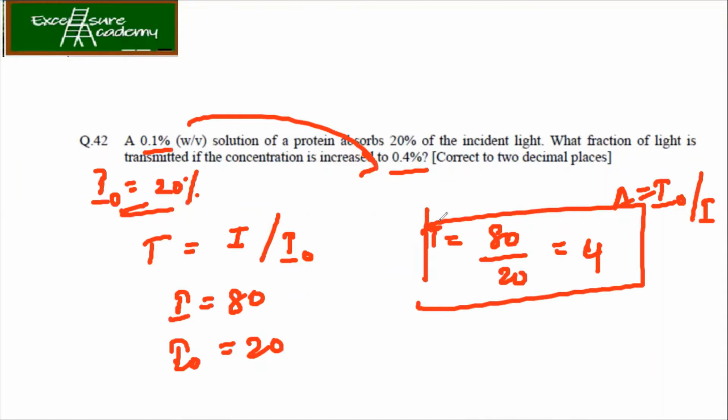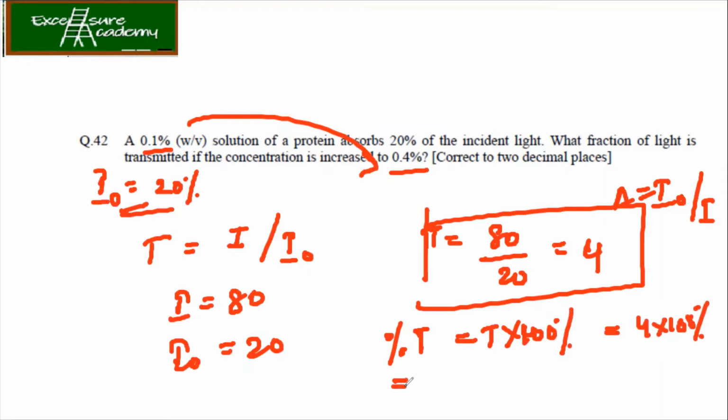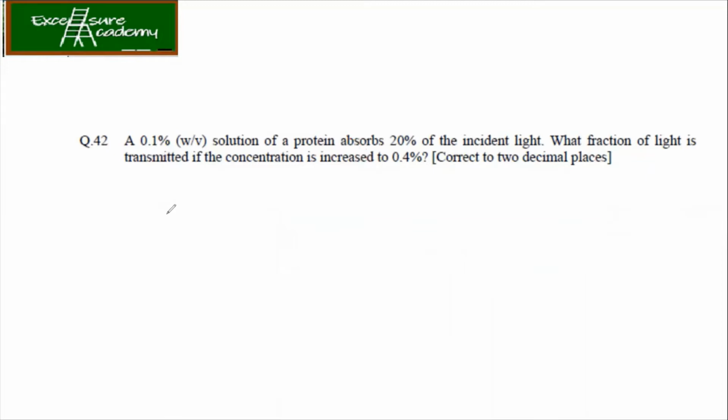Now, the transmittance is converted into percentage. So percentage T is equal to T into 100%, which is equal to 4 into 100%, or otherwise simply 400%. Now, what is happening? The transmittance and the absorbance are inversely proportional, as already mentioned. The inverse relationship between the transmittance and absorbance is not linear. It is going to be logarithmic.